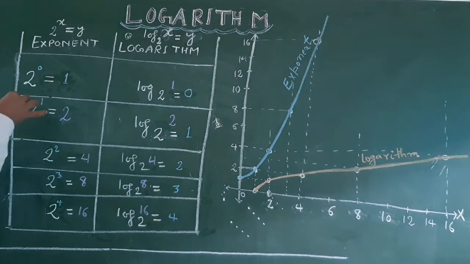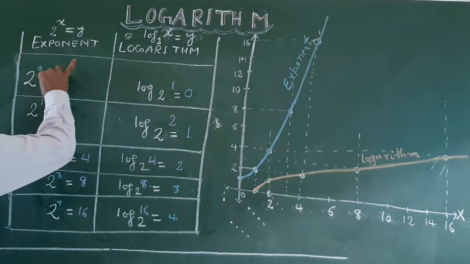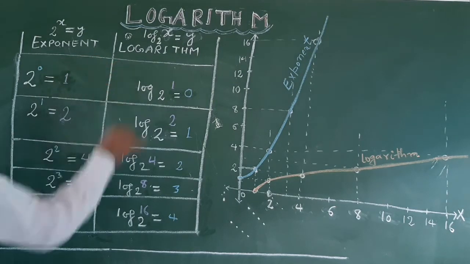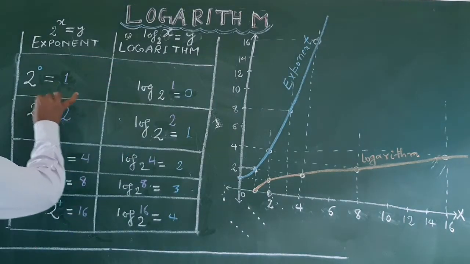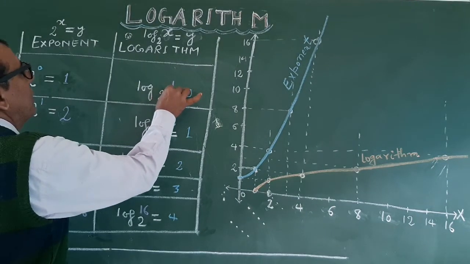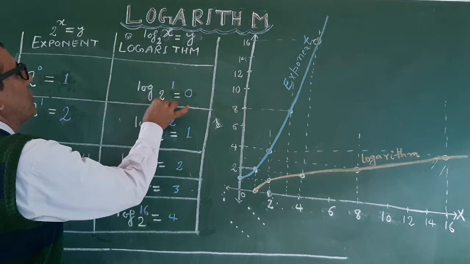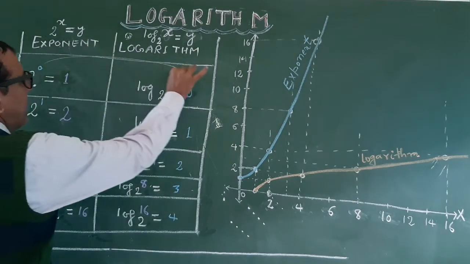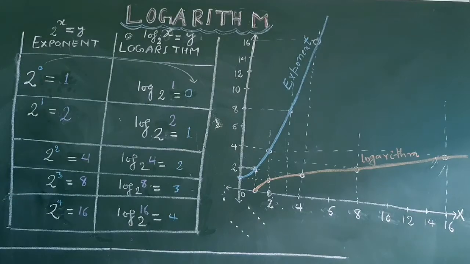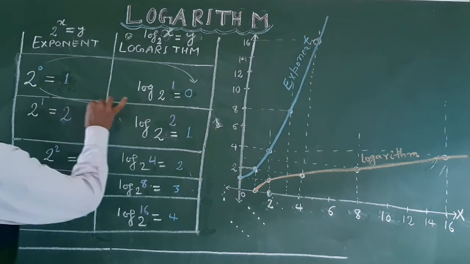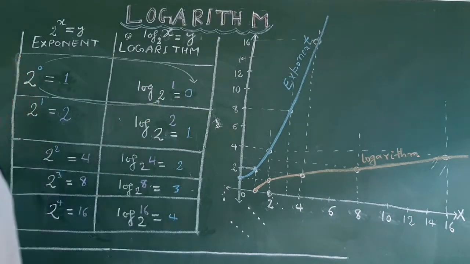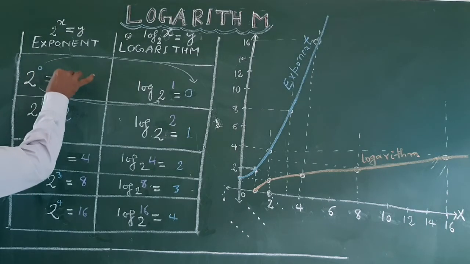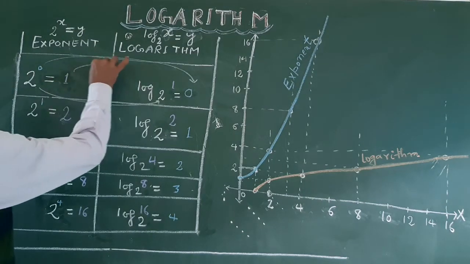with some examples. Very first, 2 to the power 0 equals 1. When we have to write this in the form of log, what do we write? Write log 1 base 2 equals 0. Then you observe the exponent is the value of the log, and the base is the same. Here 2 to the power 0 equals 1.